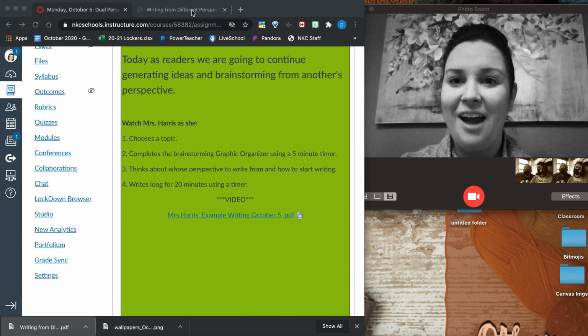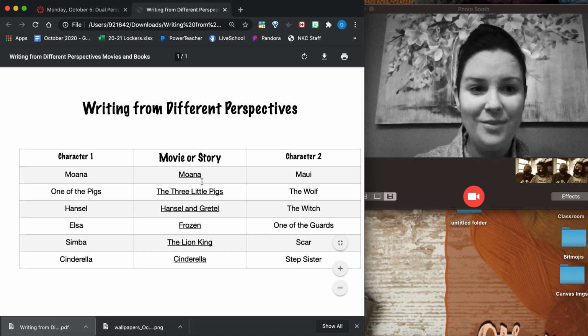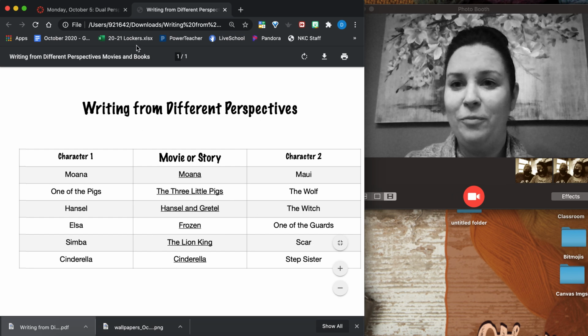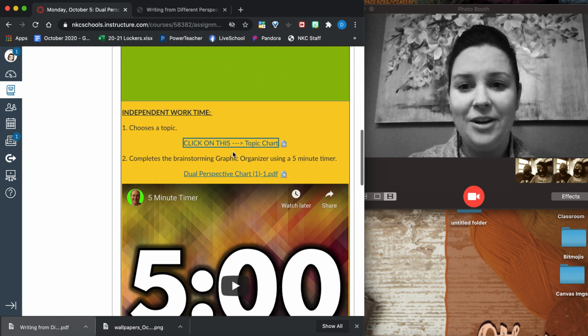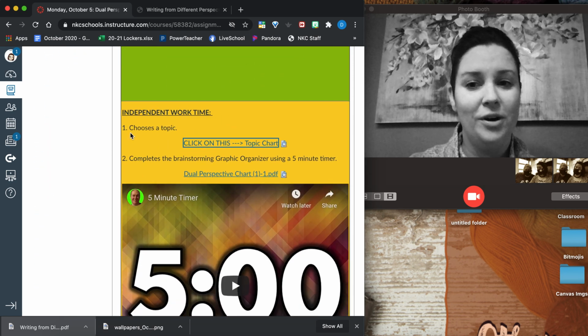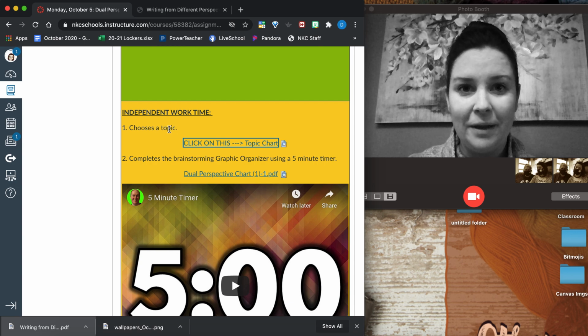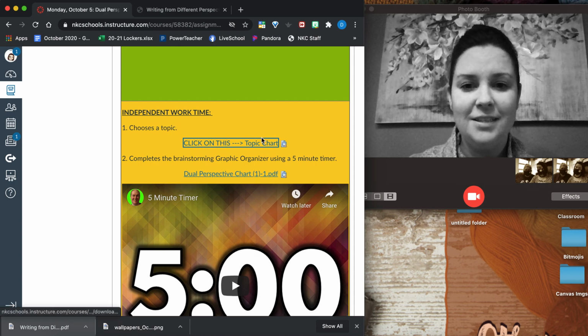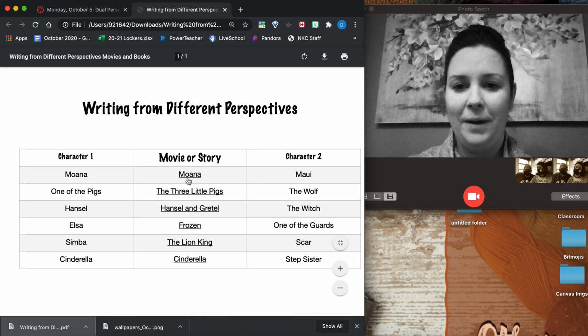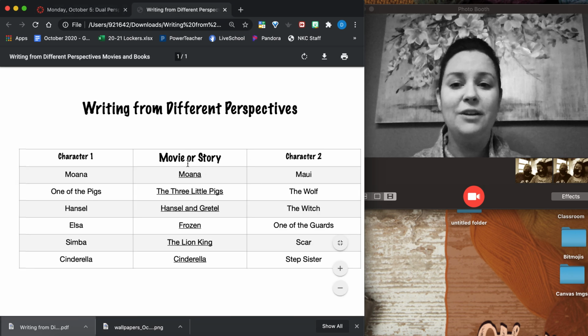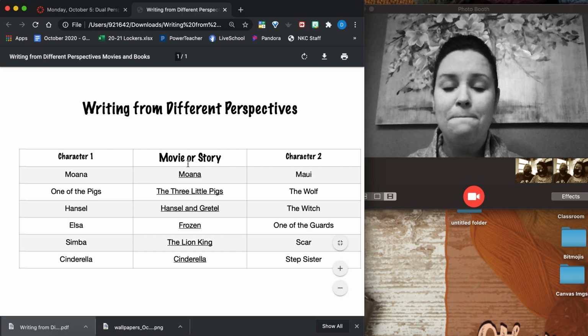Okay, so you're going to have this great little chart right here, writing from different perspectives. And when you look in your canvas, that is going to be down here in your independent work time, your step 1 to choose a topic. So right here, click on this, your topic chart. You're going to select that, and this little thing will pop up. And we have a few different scenarios or perspectives that you can choose.